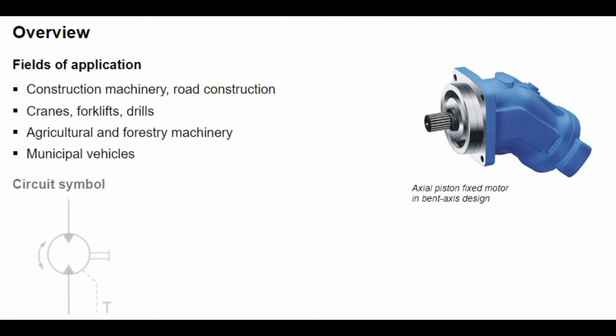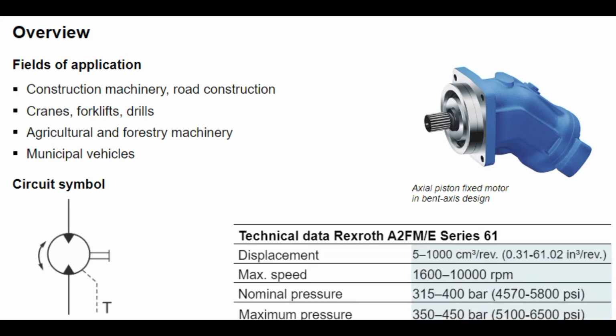The circuit symbol for this kind of motor is the symbol for a reversible fixed motor with a drain port. The A2FM as well as A2FE fixed motor comes in 22 sizes, from 5 to 1,000 cubic centimeters per revolution. While the smaller sizes up to around 200 cubic centimeters are primarily used in mobile hydraulics, the larger sizes from 250 to 1,000 cubic centimeters are used in industrial hydraulics.